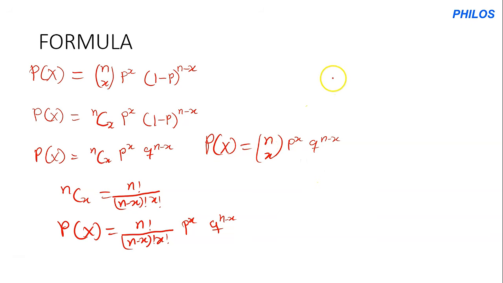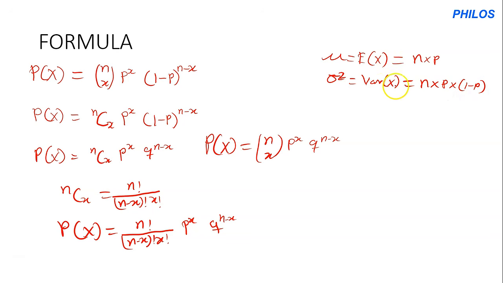Now before I proceed, in binomial distribution, to find the mean, which is referred to as the expected value of X, the mean is equal to n times P, number of trials times the probability of success in a single trial. So that will give you the mean. And also, to find the variance, that is variance of X, the formula is n times P times Q, or n times P times 1 minus P. So that's how we find the variance.